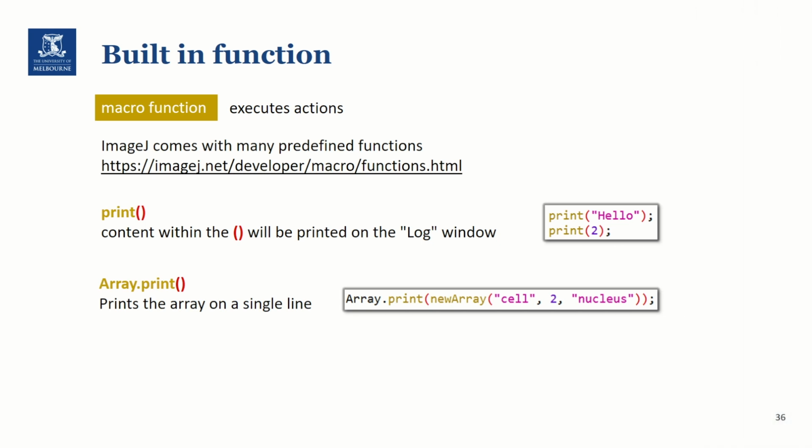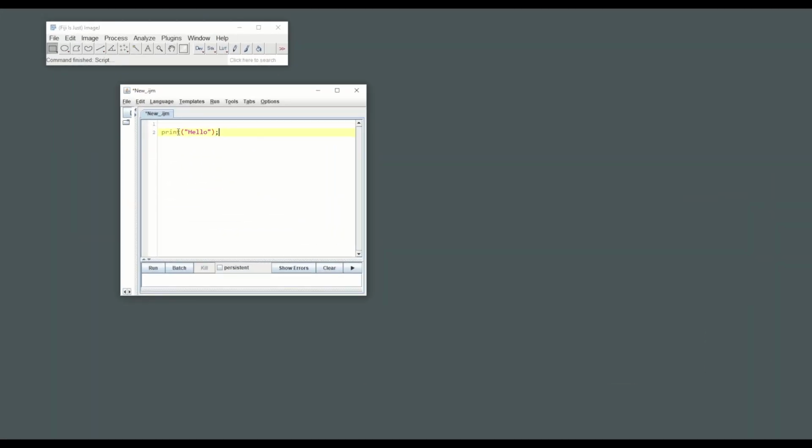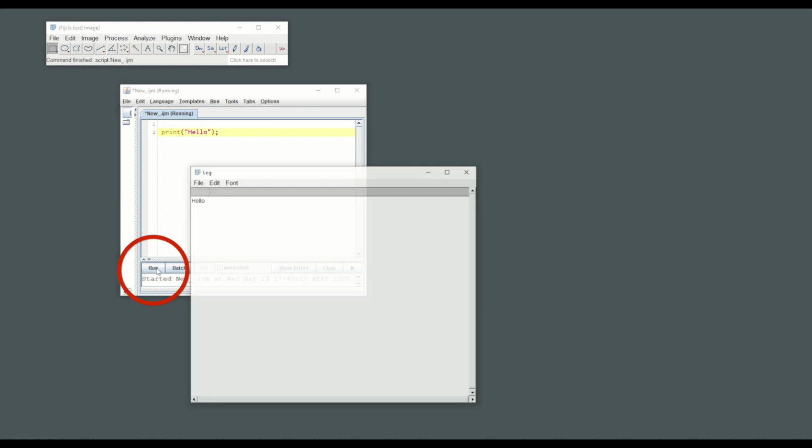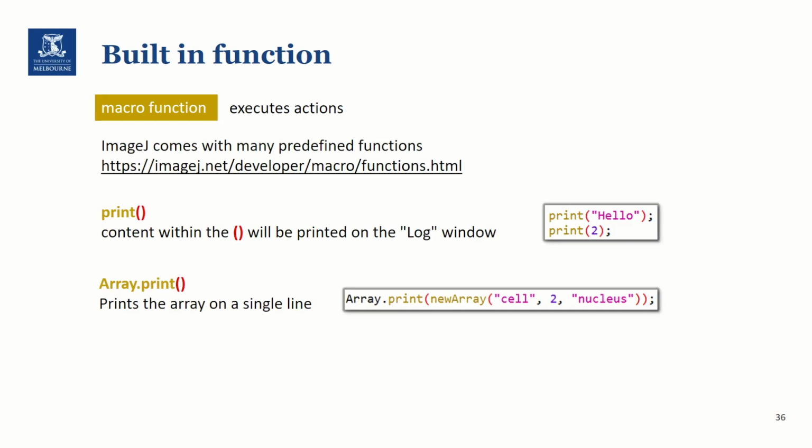When we start writing any script, one of the functions we will use a lot is the print function. This function will simply print any value within the brackets onto the log window. Or to print out the values in an array, we can use the Array.print function.